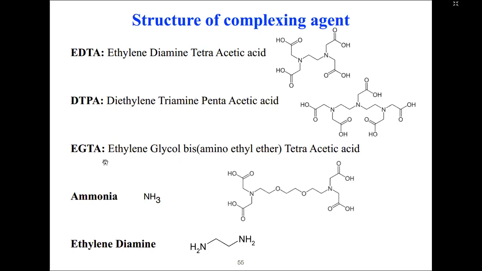EGTA, ethylene glycol bisaminoethyl ether tetraacetic acid. The structure is shown here. Okay, a little complex structure. And ammonia is also a complexing agent. It's simple, NH3. And the last one is ethylene diamine. So ethylene is ethylene and diamine is two amine groups.